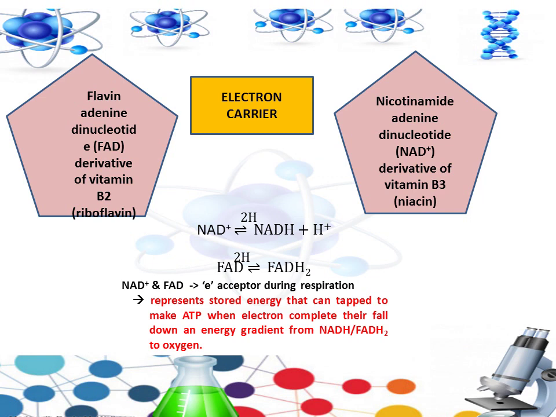Okay, there are two common electron carriers which are NAD plus, nicotinamide adenine dinucleotide, which is derived from vitamin B3, and flavin adenine dinucleotide, FAD, derived from vitamin B2. Okay, both of these electron carriers are used during the electron transport chain to transfer the hydrogen atoms which carry the electrons, in order to make ATP.